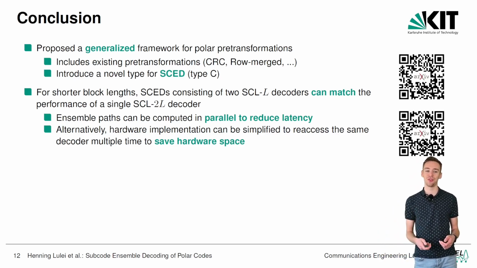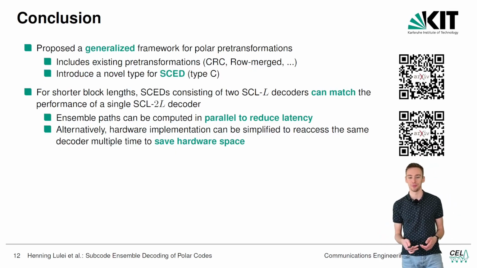This has two advantages depending on your implementation and scenario. First of all, if your main goal is to reduce latency, you can implement these decoders in parallel. Because one SCL decoder is completely independent of the other one, the paths can run in parallel and only have to be merged in the end when selecting a codeword from the list of candidates.